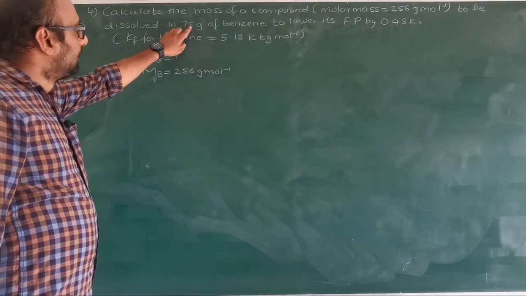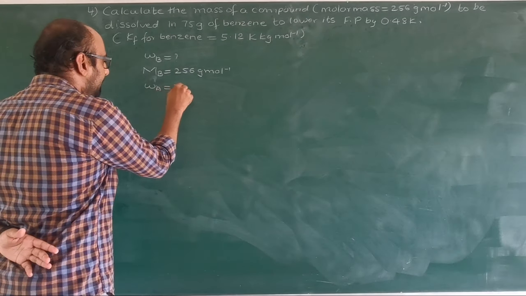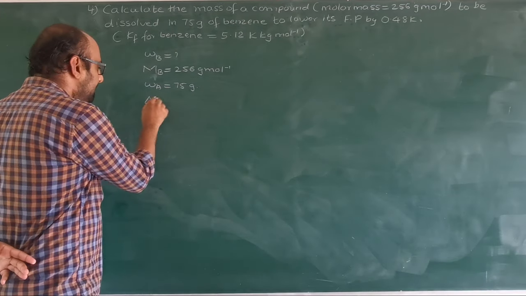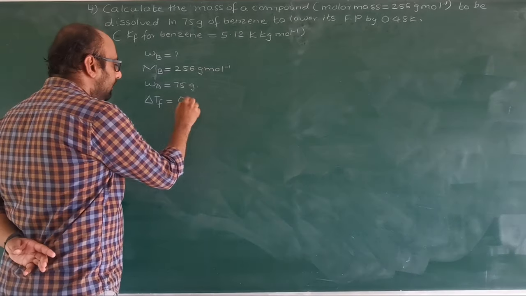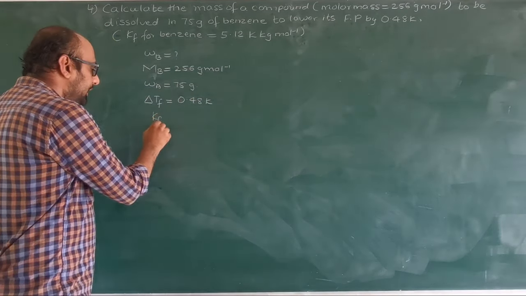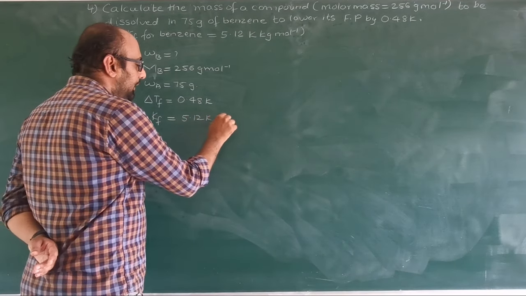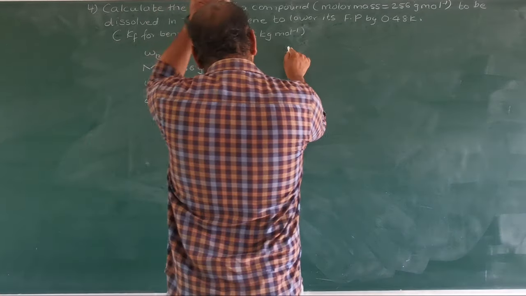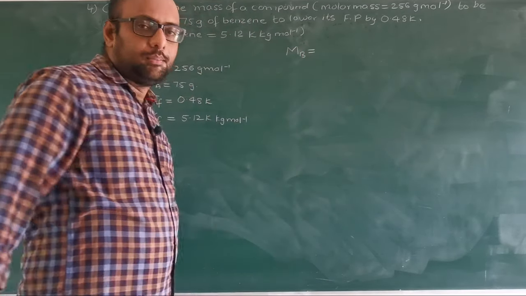And the mass of solvent, weight of solvent is given, that is WA, 75 grams. Delta TF, depression in freezing point, is given, and that is 0.48 Kelvin. And finally, value of KF, the constant, is given, that is 5.12 Kelvin kg per mole. Now, you know the formula for MB, calculation of molar mass of the solute.